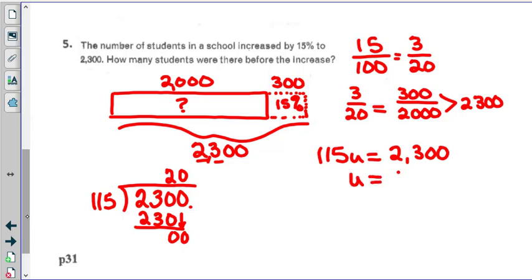So if 1 unit is 20, 100 units, well, 20 times 100 is 2,000. So I could get that there were 2,000 students before the increase. So I could find it in units, but I just happened to notice that 20 and 3 thing here, right? 3 plus the 20, 23. So there's a couple ways to do that, and that's it for today's video. We'll do more of these tomorrow in class.